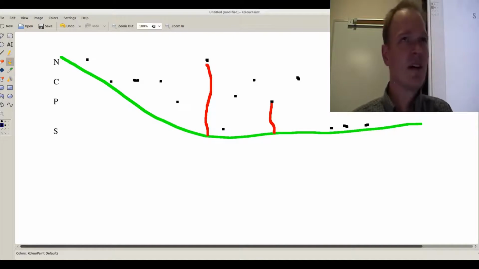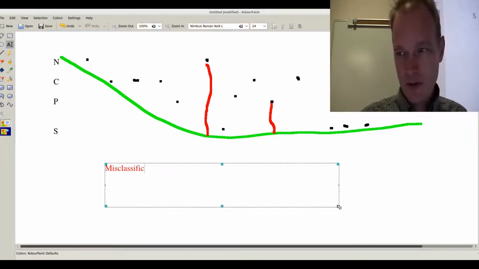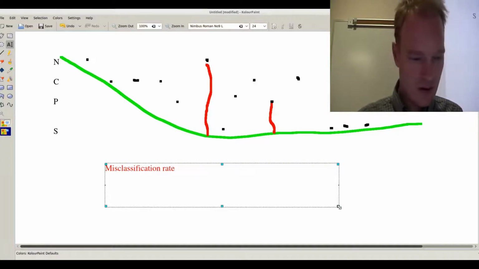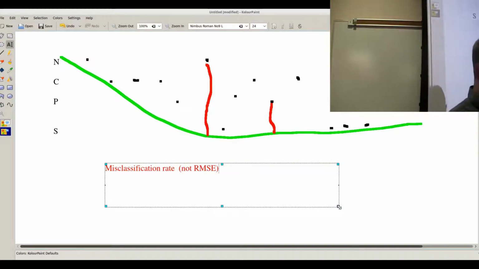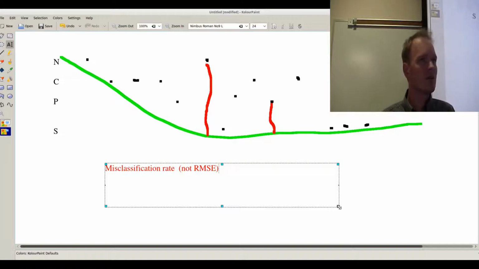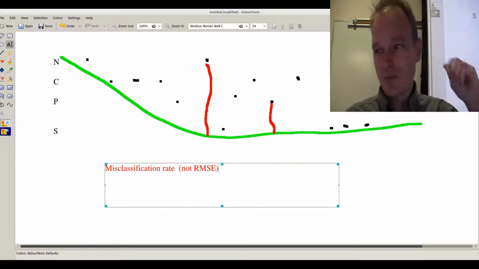So my instructions were flawed, and thanks for pointing that out. What we really need to do is measure misclassification rate. In fact, this would be a good point to emphasize, just as a test review thing: root mean squared error is for regression. Regression is when you're fitting to continuous values. Misclassification rate is for classification. Classification is when you're trying to predict categorical values. So change my instructions to say misclassification rate.